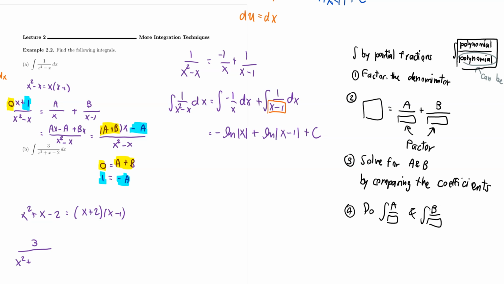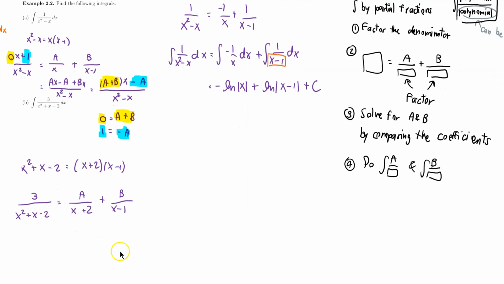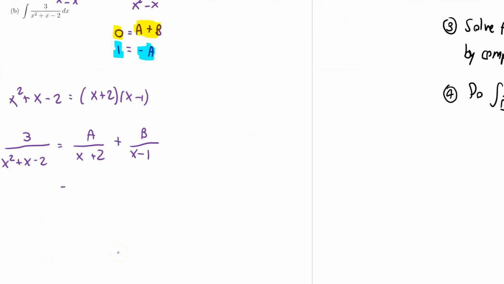Okay. So then I'm going to want to write the terms of this integral, which is 3 over x squared plus x minus 2, as something over x plus 2 plus something over x minus 1. And I'm going to have to solve for a and b here. To solve for a and b, I'm going to have to add the right hand side together. So this is going to give me the denominator, which is just going to be x squared plus x minus 2. I multiply x minus 1 to a, so that's going to be ax minus a. I multiply x plus 2 to b, so that's going to be bx plus 2b.